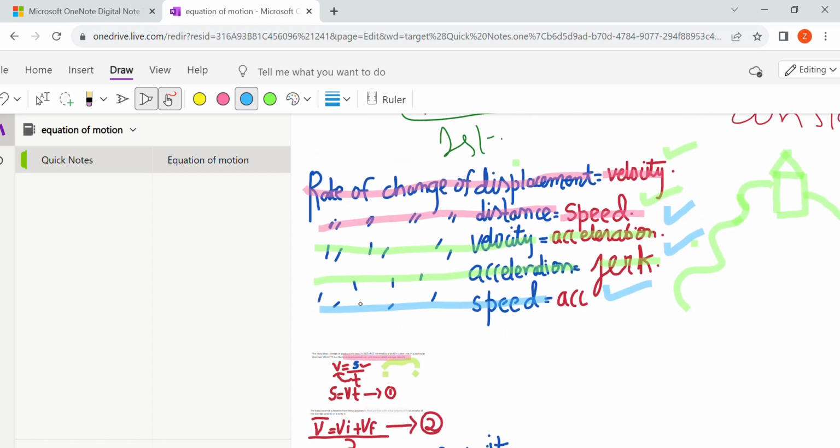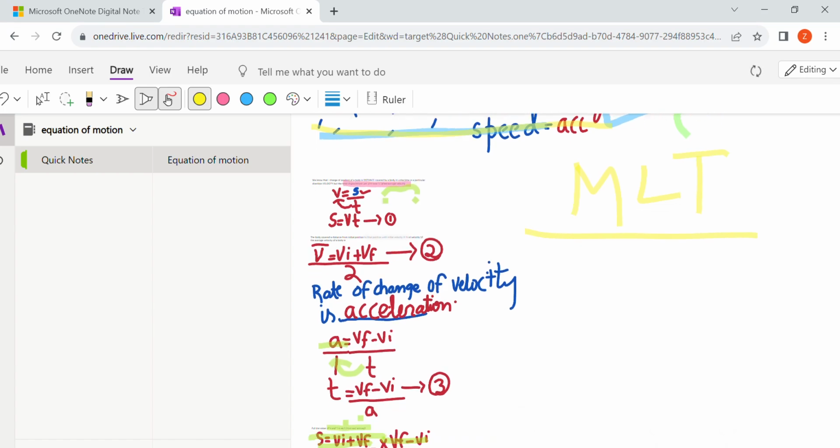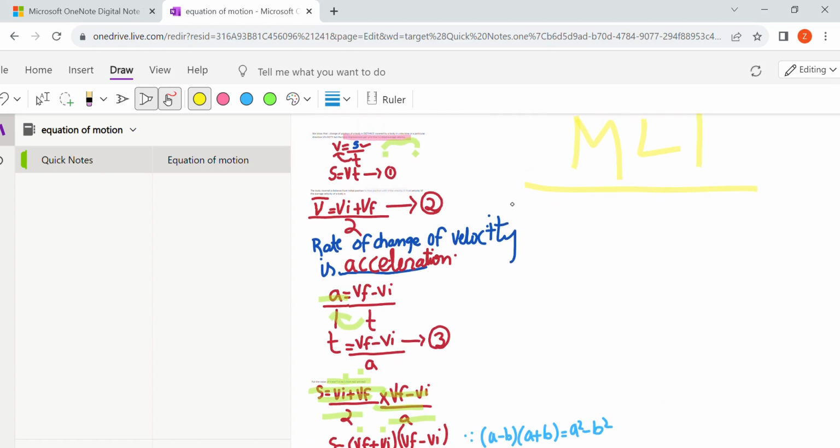The derivation is clear. Let me repeat again. The rate of change of displacement is known as velocity. The rate of change of distance is known as speed. The rate of change of velocity is known as acceleration. The rate of change of acceleration is known as jerk. The rate of change of speed is known as acceleration. Must learn these. Not telling the dimensions.